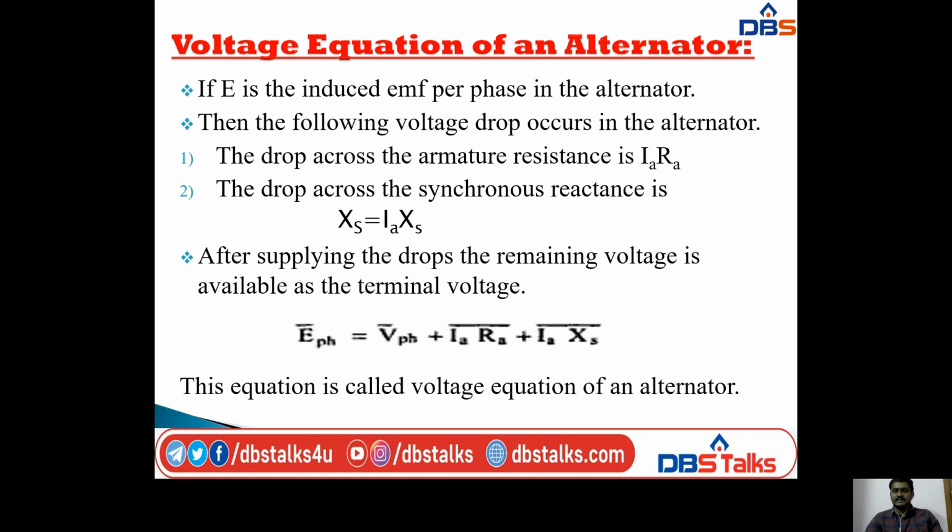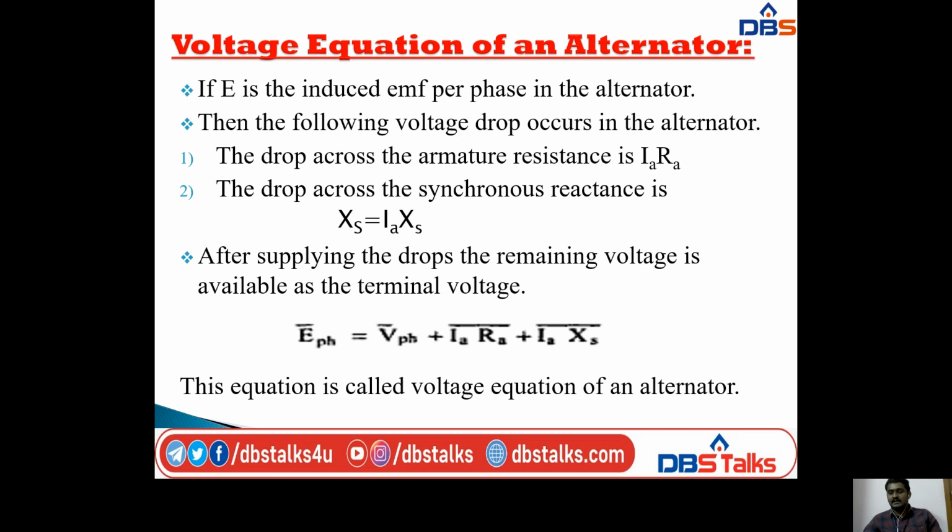Next, coming to the voltage equation of an alternator. Here I am taking E. If E is the induced EMF per phase in the alternator, then the following voltage drops occur in the alternator: the drop across the armature resistance, that is IaRa, and the drop across the synchronous reactance, that is IaXs. After supplying the drops, the remaining voltage is available as the terminal voltage. So I am writing E phase is equal to V phase plus IaRa plus IaXs. Here IaRa and IaXs are the drops across the armature resistance and synchronous reactance. This equation is called the voltage equation of an alternator.